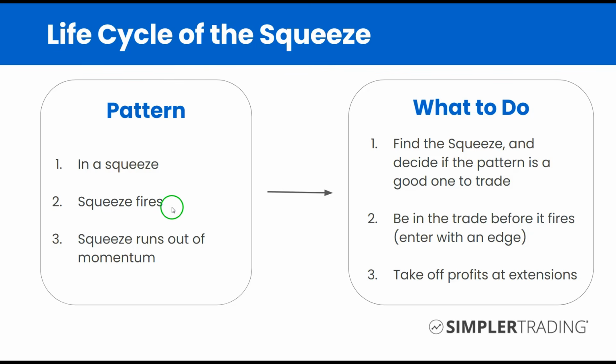When the squeeze then fires, ideally we're in the trade before that happens. All right, that's our edge. That's what allows us to work a really good risk versus reward. So the day you wake up and the squeeze is fired, ideally you've already taken your position. And then by the time the squeeze runs out of momentum, ideally we've already taken off our profits at our extensions.